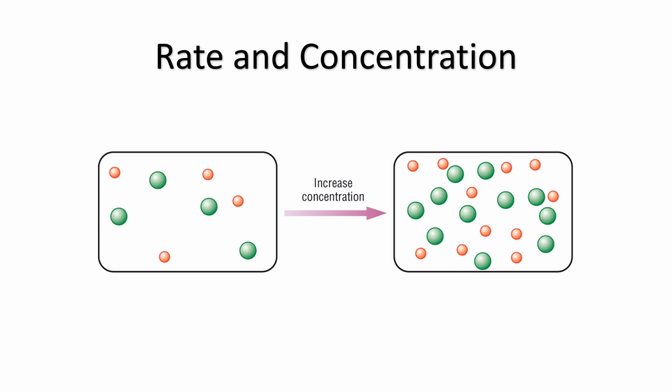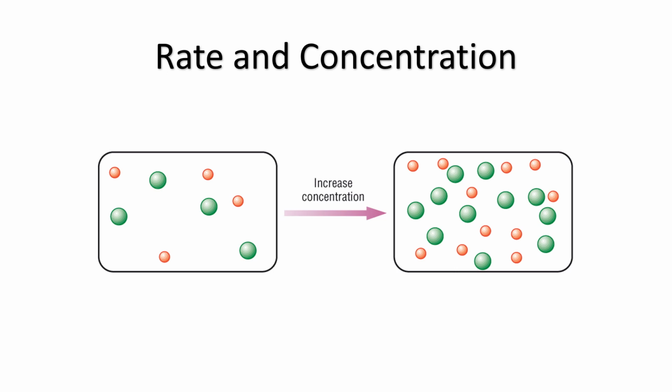Well, when we increase the concentration, we've kept the volume of the container the same, but we've got way more red and green particles in it. So hopefully you can see now that there are 1, 2, 3, 4, 5, 6, 7, 8, 9, 10, 11 green particles and 9 or 10 red particles. And what that means is that the frequency of the collisions between the green and the red is going to increase.